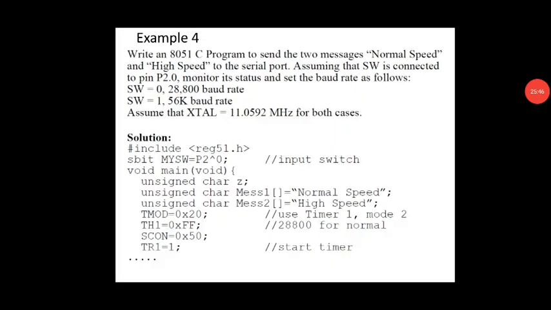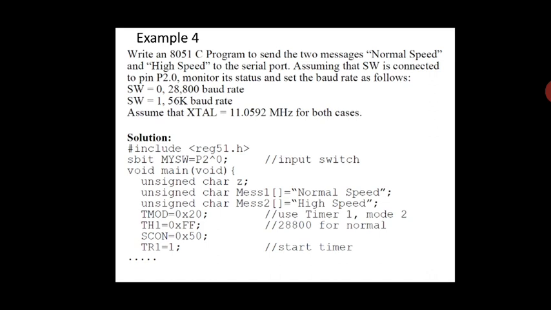Now let us see one more program to send two messages. There are two messages we are transmitting. 'Normal speed' is one message and 'High speed' is one more message. There are two speeds. You can use anything, like 'Welcome back' or 'Hello' kind of thing.